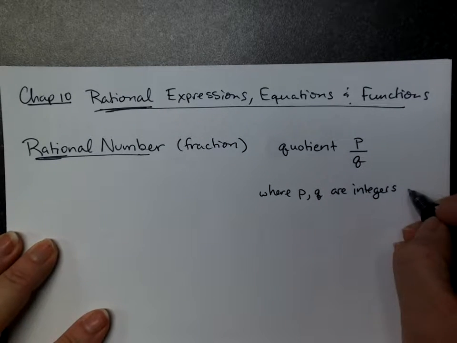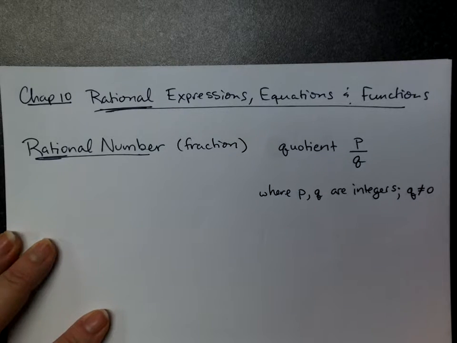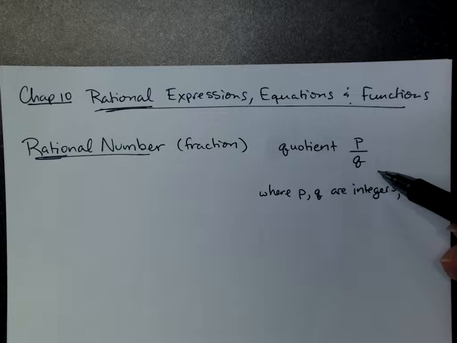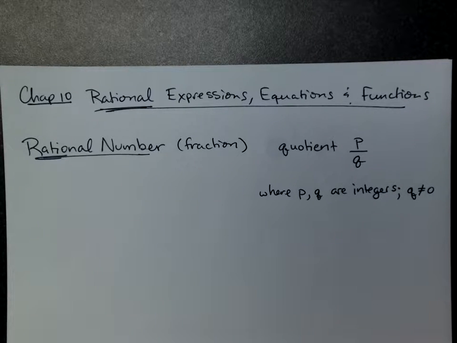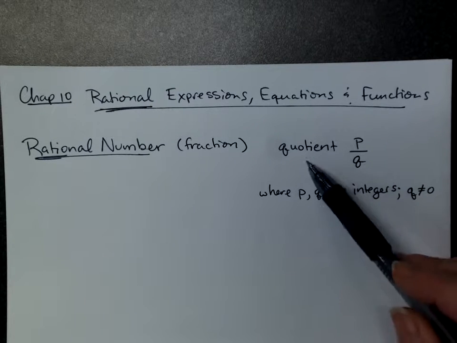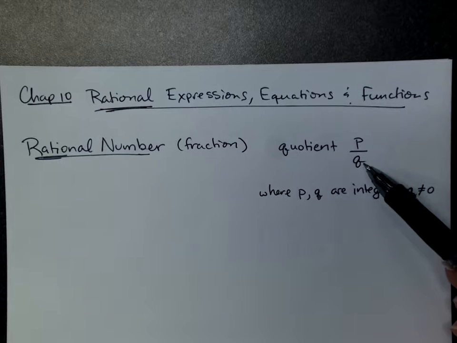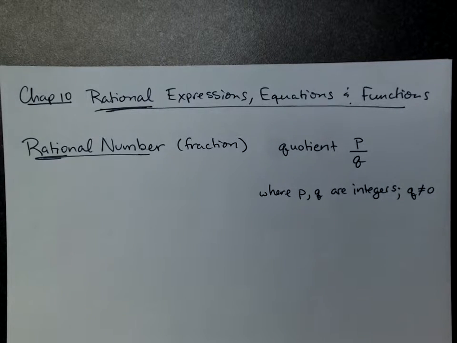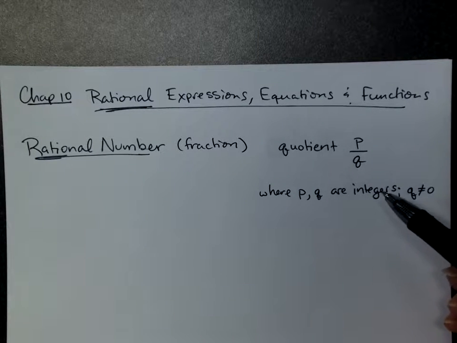But q cannot be 0. So q cannot equal 0, because that would make this fraction what? What word do we call that? Undefined, right. You can't divide by 0, and since this is a quotient, a fraction is a division problem, you can't divide by 0 or have a fraction with a denominator of 0, because that makes it undefined. Okay? That means the pizza didn't even exist. Okay?